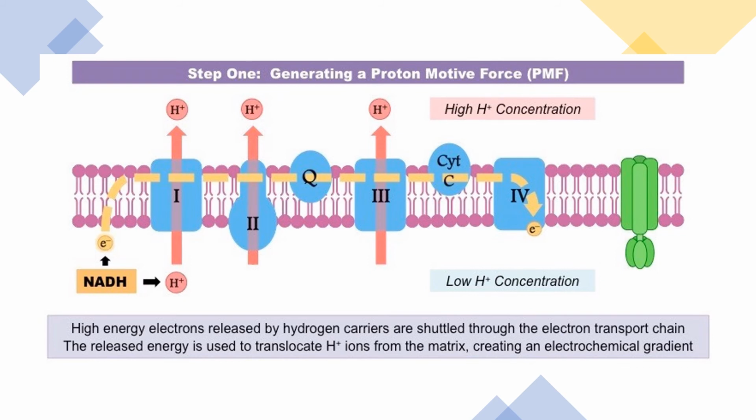In complex 1, the 2 electrons removed from NADH are passed to flavoprotein, then to coenzyme Q. Complex 2 transfers electrons from succinate to coenzyme Q. Coenzyme Q transfers the electrons to complex 3. Complex 3 accepts the electrons and passes them to cytochrome C. Cytochrome C passes the electrons to complex 5.